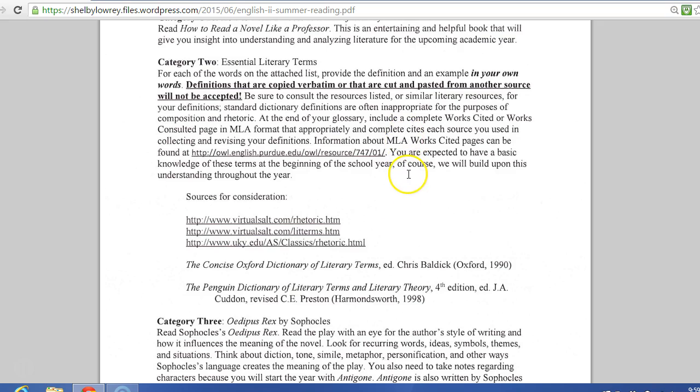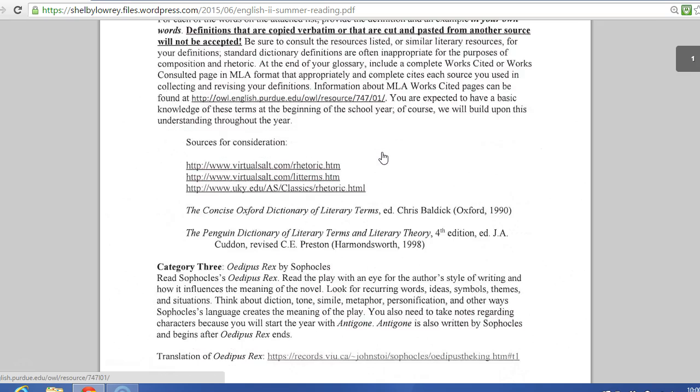When you type these out, guys, it needs to be in MLA format. I have provided a link here to help you with that MLA citation. Again, your literary terms are on page 5 of this packet, at the very bottom. You'll need to type those in MLA format and define them in your own words. So that will be category 2.